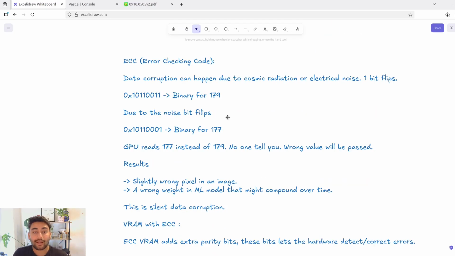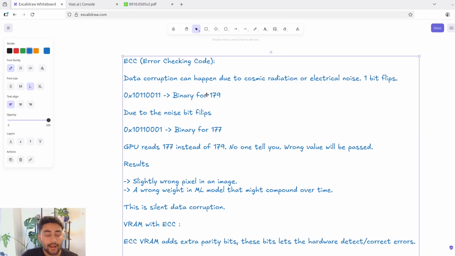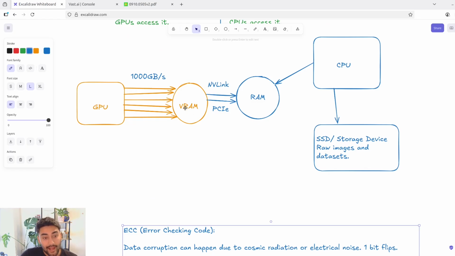So data corruption can happen due to cosmic radiation or electrical noise in the memory world. Because of that corruption, one bit might flip, right? In this example, we see the binary for 179. Due to some electrical noise, one bit flips, right? So now let's say that bit flipped and became 0 instead of 1. That's the binary for 177. And then the GPU reads 177 instead of 179, because we have seen here that data is transferred from VRAM to the GPU, right?